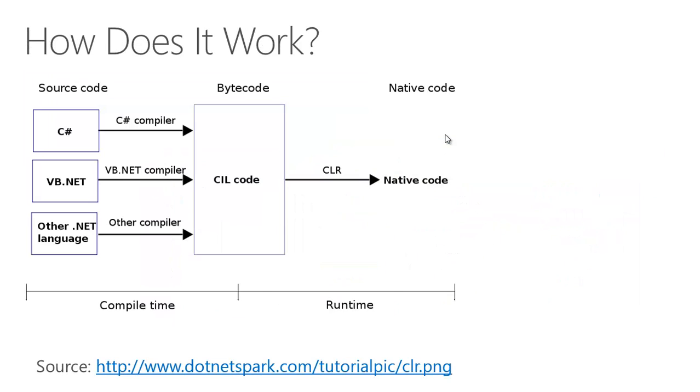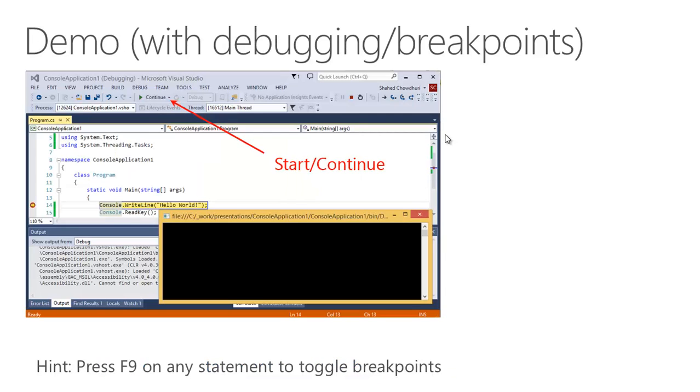So how does this all work? Normally, a language like C++ will get compiled into native code, but something like C# will get compiled into bytecode, or this intermediate language, which then gets compiled into native code by the Common Language Runtime, or the CLR. So this happens behind the scenes so that you can take your C# code and run it anywhere that C# is supported. So let's take a quick look at a demo of how this works.